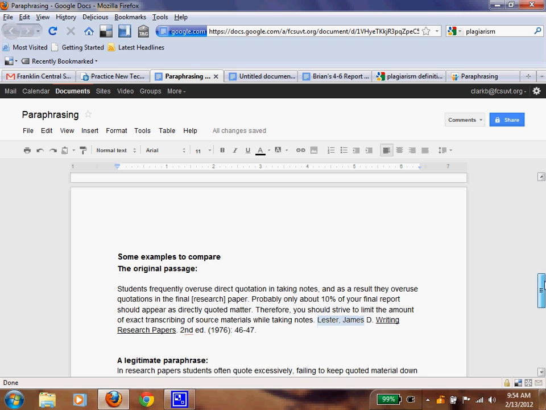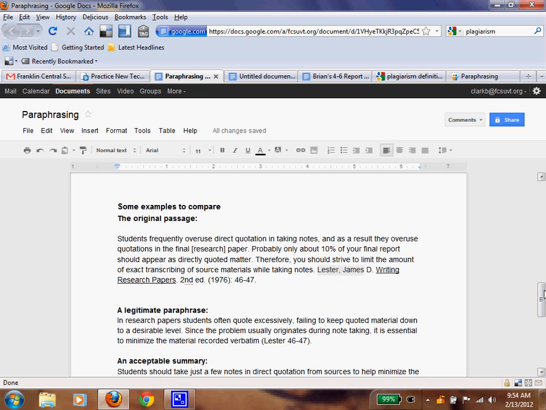Now this would be a paraphrasing of that exact thing. In research papers, students often quote excessively. So there's their own words. Failing to keep quoted material down to a desirable level. Since the problem usually originates during note-taking, it is essential to minimize the material recorded verbatim. Ooh, there's a word right there. And that word just means word for word, whatever you take.